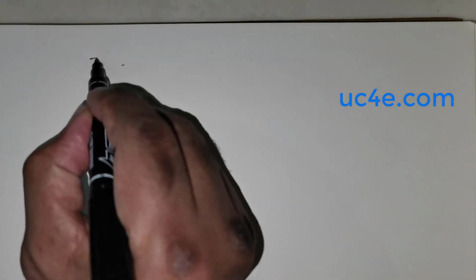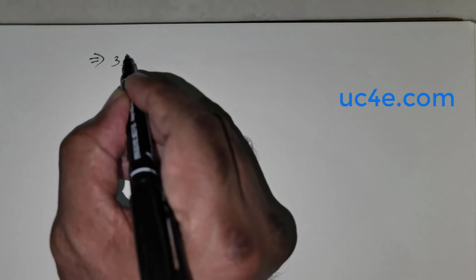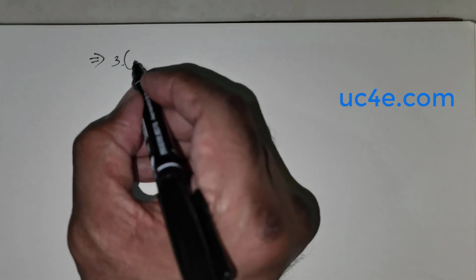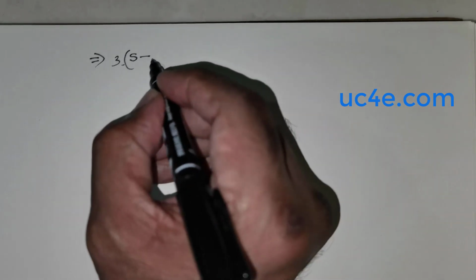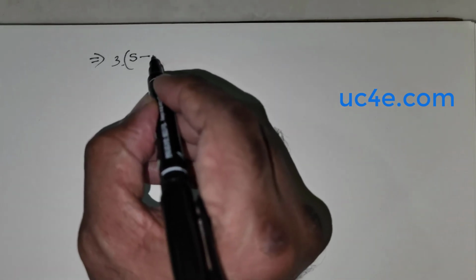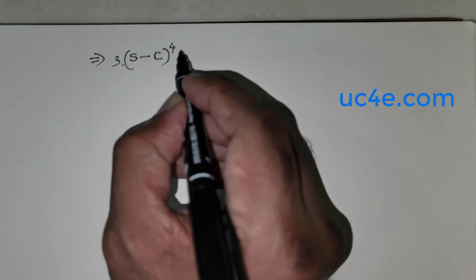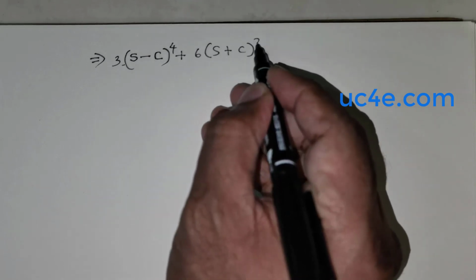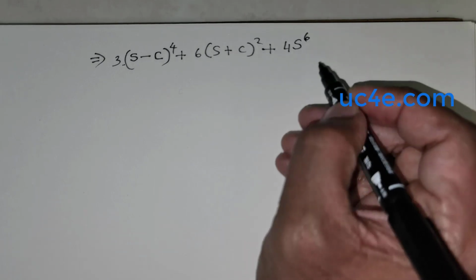So students, what I will do is write the given expression, which is actually 3 times, I'm not going to write sine theta as sine theta. I'm going to use the representation S. That would save us some time. So this is given 3 times (S minus C) raised to the power of 4, where S stands for sine theta and C stands for cos theta, plus 6 times (S plus C) raised to the power of 2, plus 4 times S raised to the power of 6. This is given.